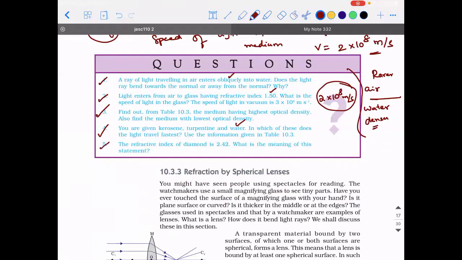So refractive index of diamond is 2.42. What is the meaning of this statement? It is having the highest optical density. That's it.